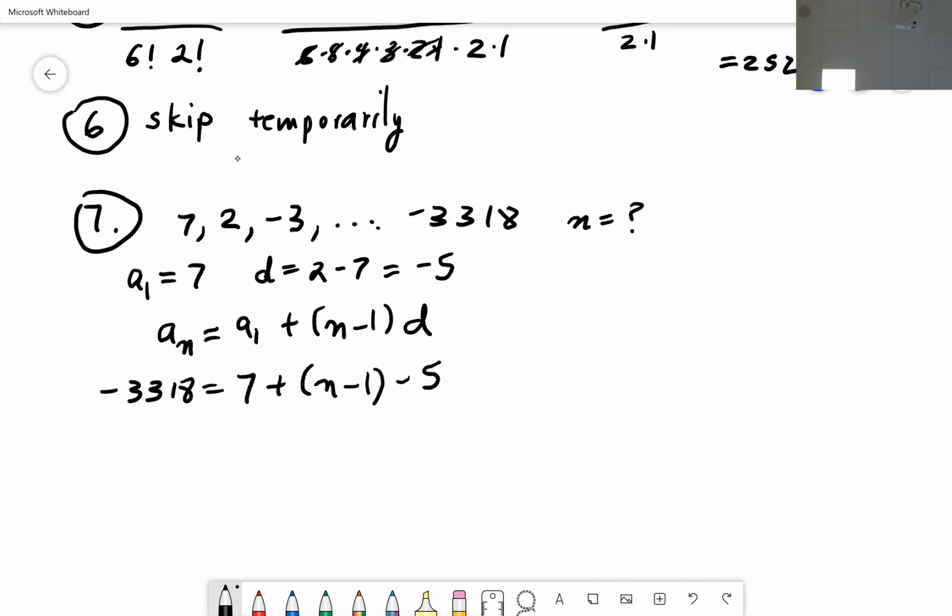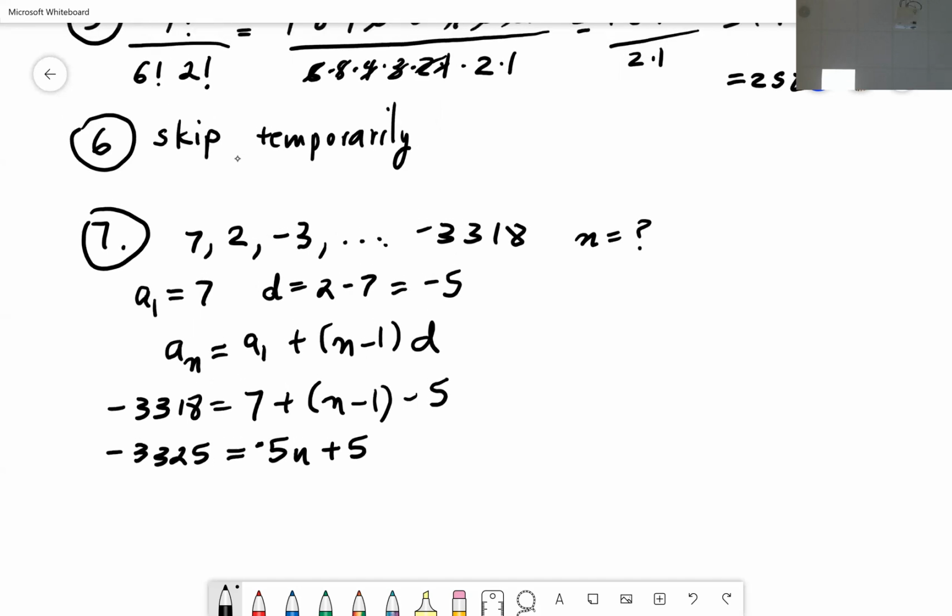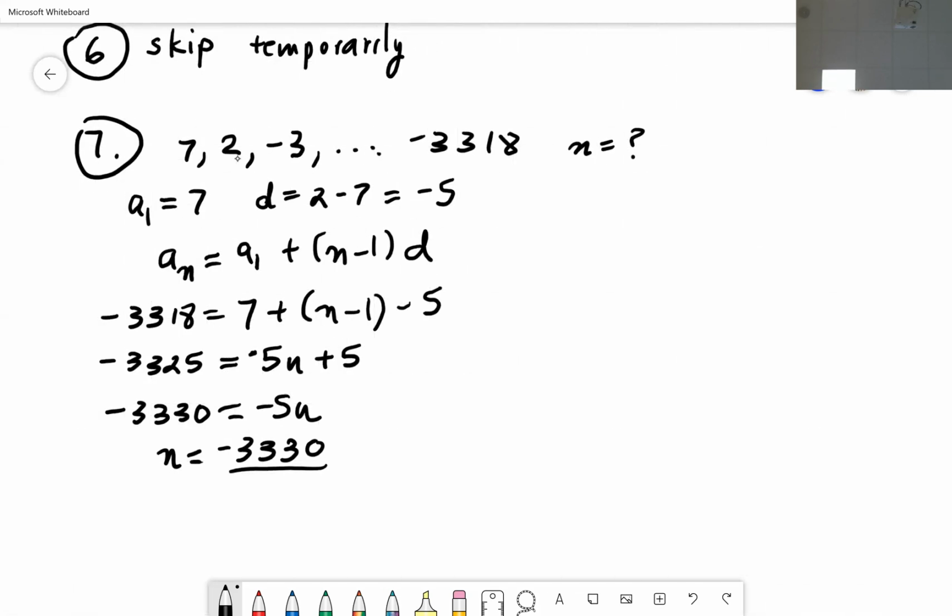You'll then distribute. Let me subtract the 7 first. That's going to be negative 3,325 equals negative 5n plus 5. Now I'm going to subtract the 5, that's negative 3,330 equals negative 5n. And so n must equal negative 3,330 divided by negative 5. And that should be your answer.